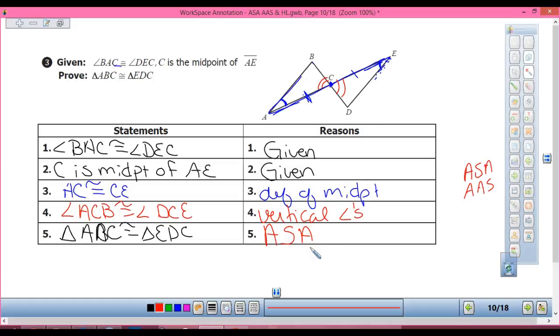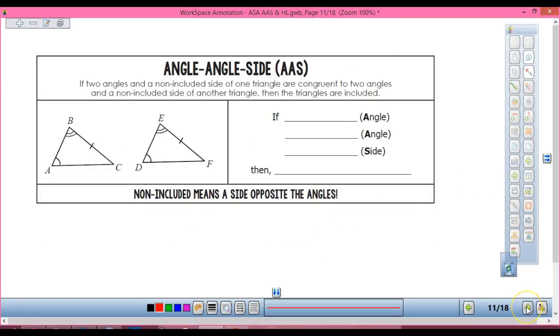No, well, no, because all the ones that we did yesterday that were not congruent were dummies. Okay? All right, so then our other one is angle, angle, side. The only difference between angle, side, angle, and angle, angle, side is that my side that I have congruent isn't in between my two angles.